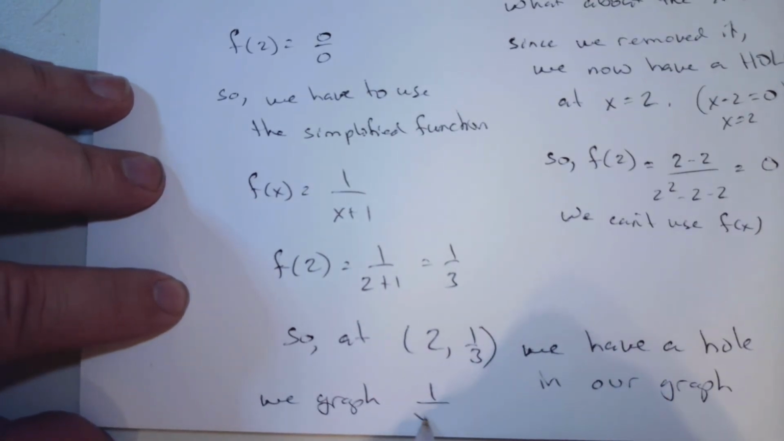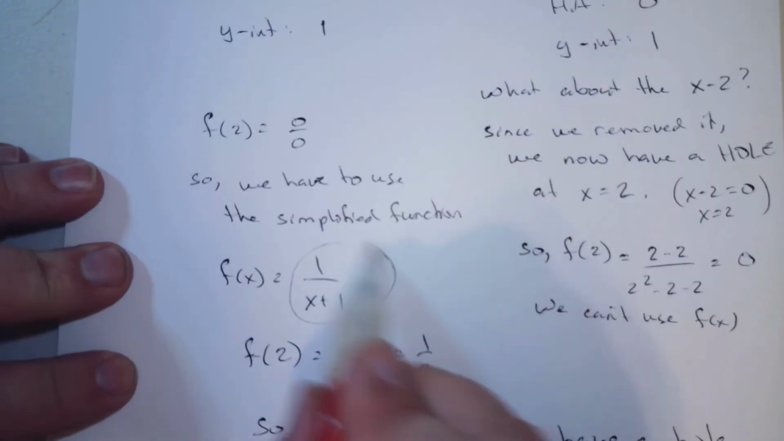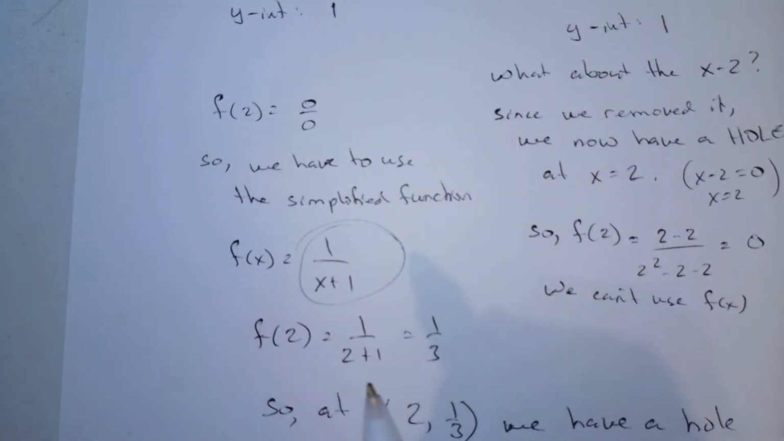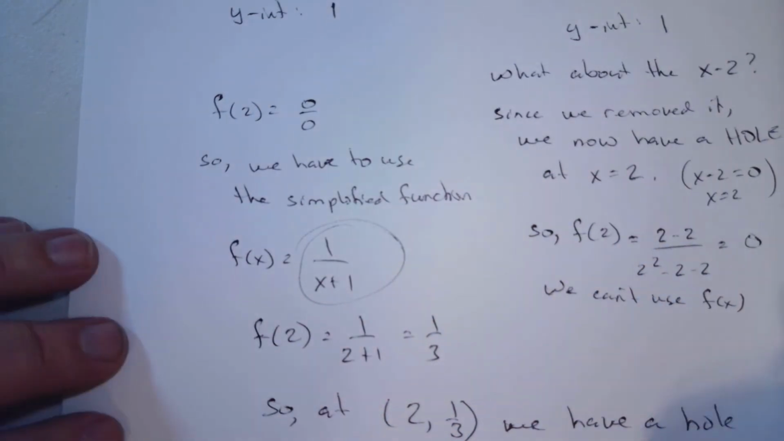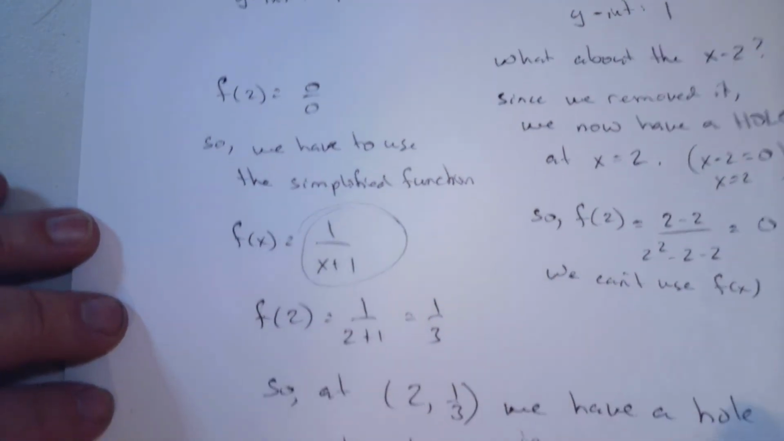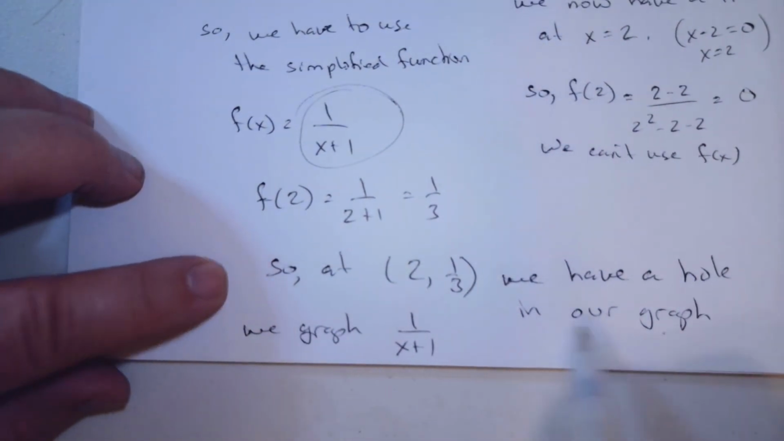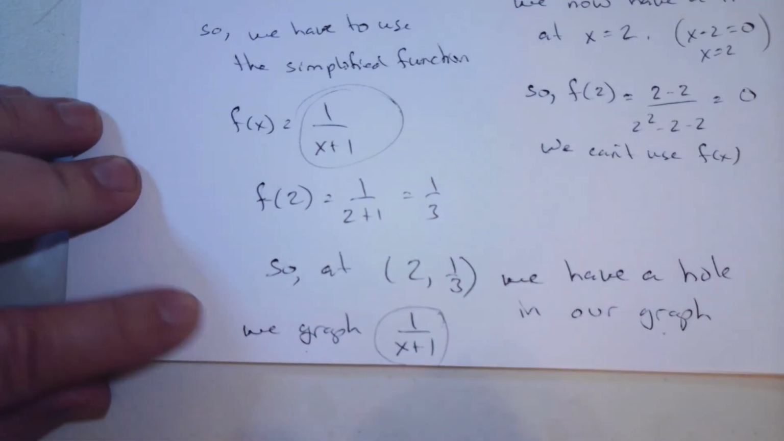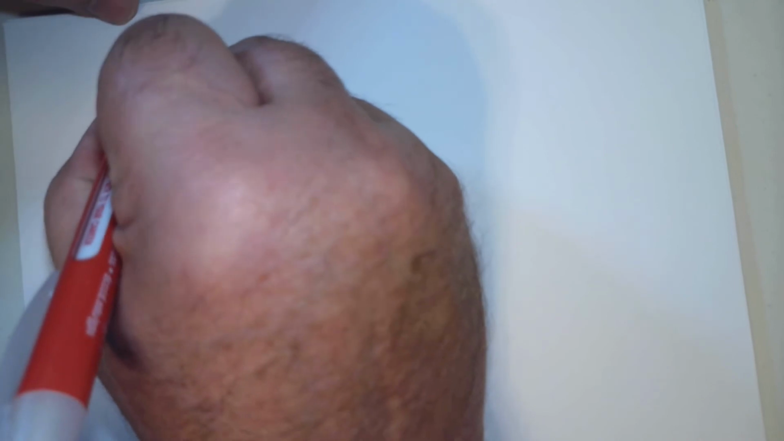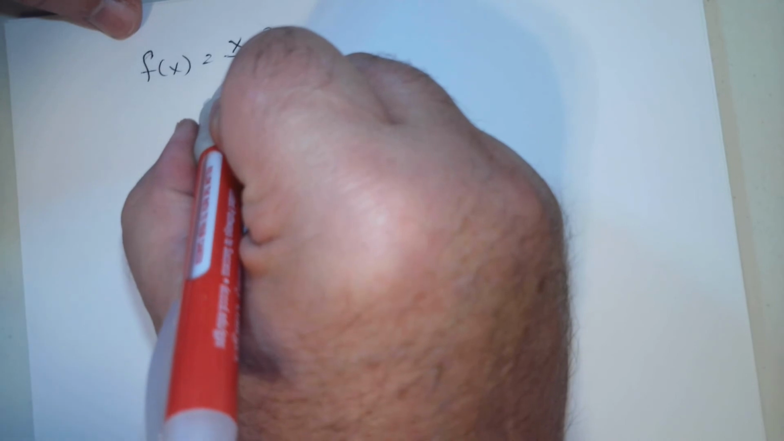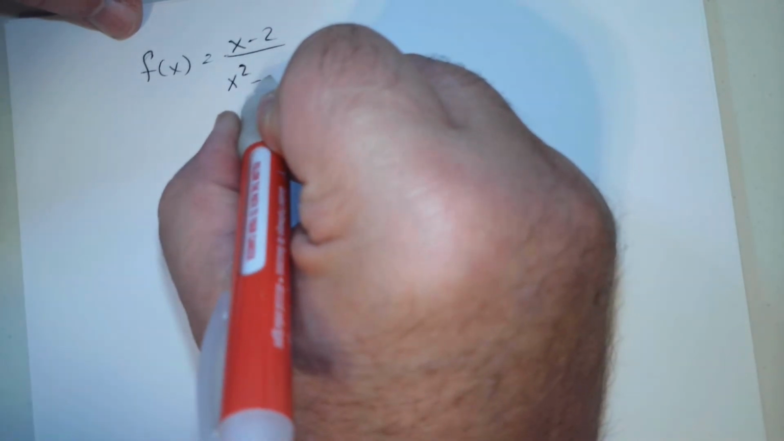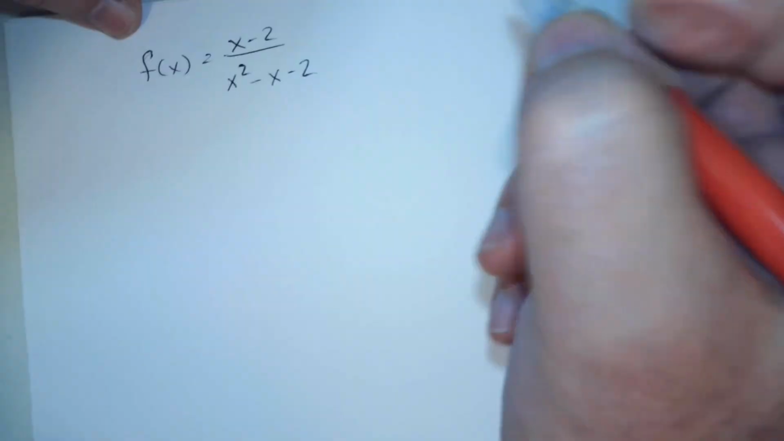And we graph 1 over x plus 1. So if you cancel anything, whatever you end up with, that's the function you're going to use to graph it. So at x equals 2, we have a hole in our graph, and we graph this function, the simplified version.